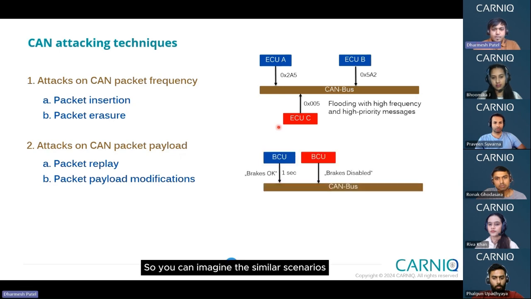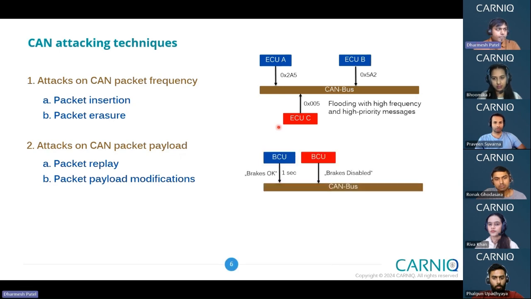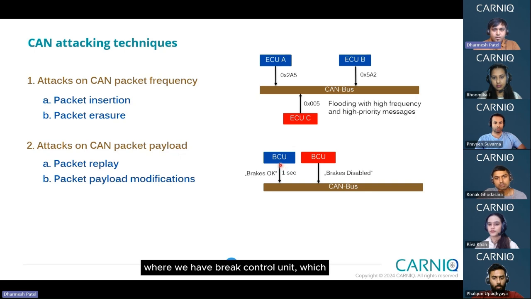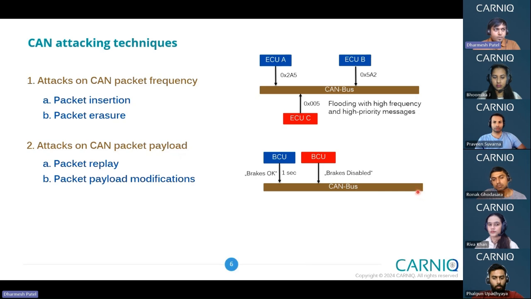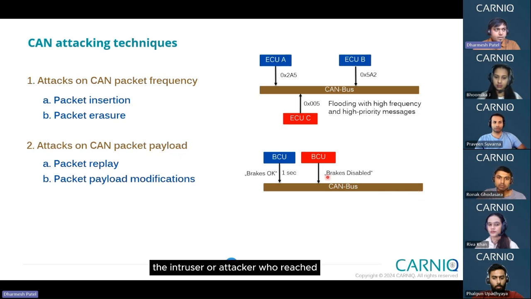So you can imagine similar scenarios where we have a brake control unit, which is sending the message "brakes OK" every 1 second to the target ECU via the CAN bus. Now the intruder or attacker who reads this CAN bus can identify that every 1 second this message is delivered from the brake control unit to the target ECU.